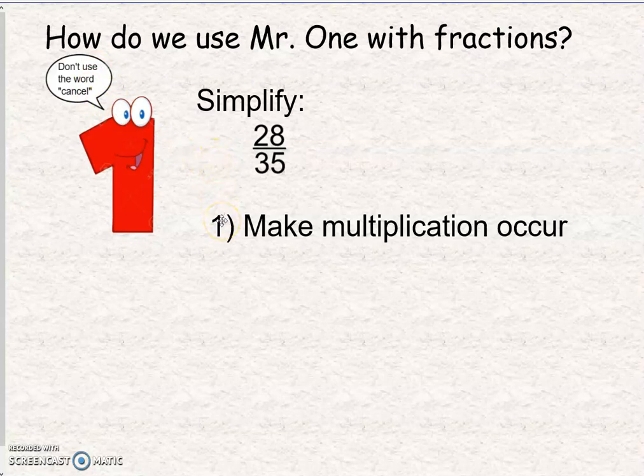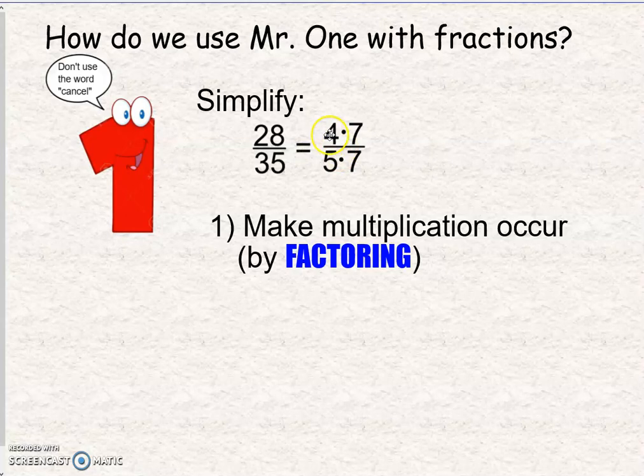Step 1, it's just a two-step process, is we want to make multiplication occur. Why? Because Mr. 1 loves to show up for multiplication. How do you make multiplication occur? By factoring. So we're going to factor the numerator, maybe into 4 times 7, and factor the denominator into 5 times 7. You might remember that whenever you multiply fractions, you multiply straight across. So I can pull this numerator and denominator apart and get 4/5 times 7 over 7.